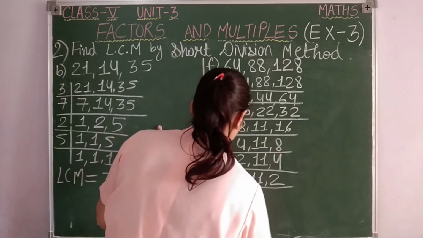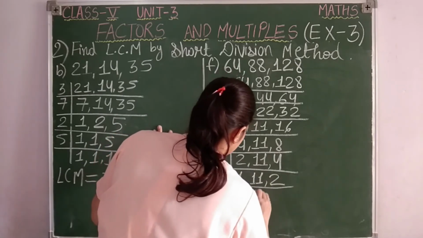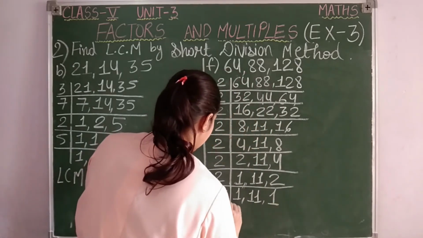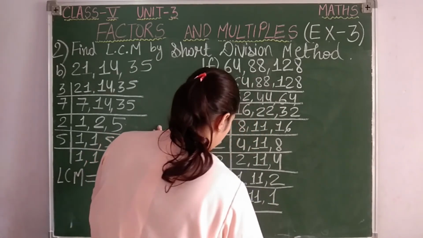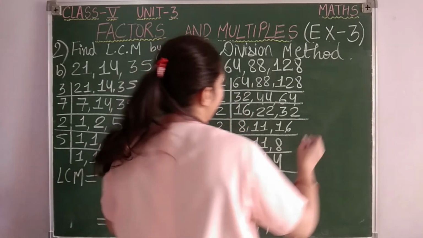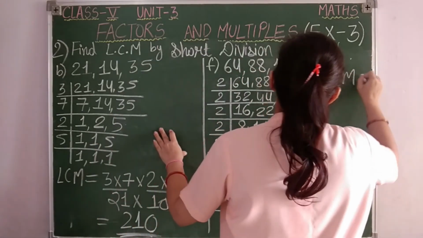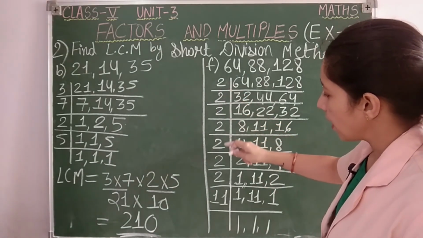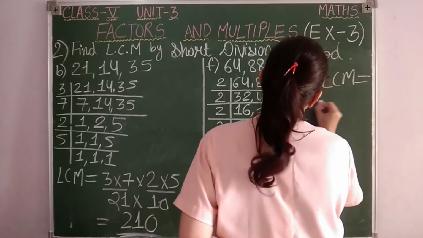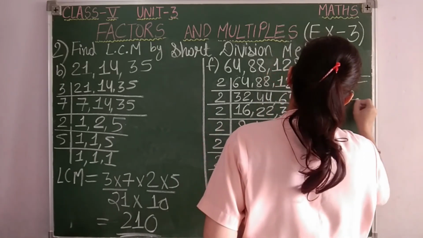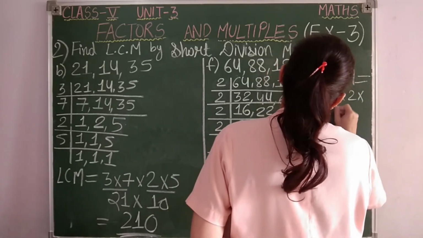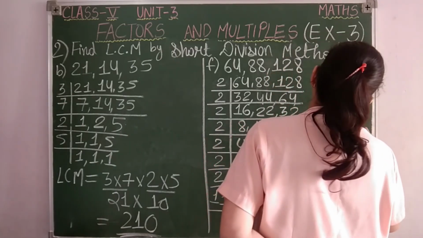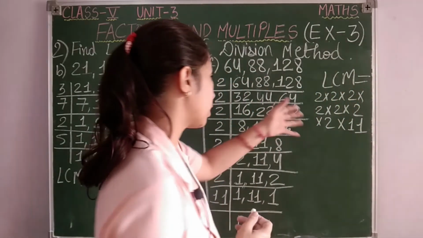Again 2, 1, 11, 1. At last we divide by 11 and get 1, 1 and 1. Finally we are going to find the LCM. So 1, 2, 3, 4, 5, 6, 7. 7 times 2. So 2 into 2 into 2 into 2 into 2 into 2 into 2 into 11. Got it, students? I have written the product of prime factors here.